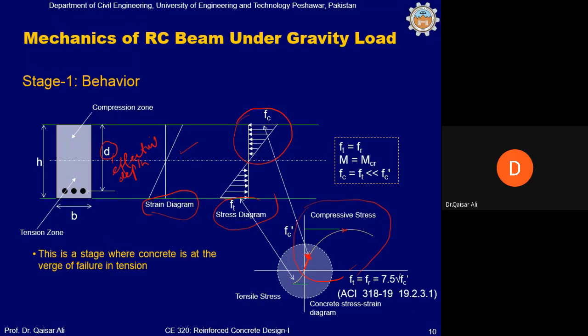Okay. Then we have the tension side. On the tension side, we are at this stage, at which the concrete will start cracking in tension. So this is the maximum tensile stress in concrete before cracking. Okay, this is the maximum tensile stress before cracking.